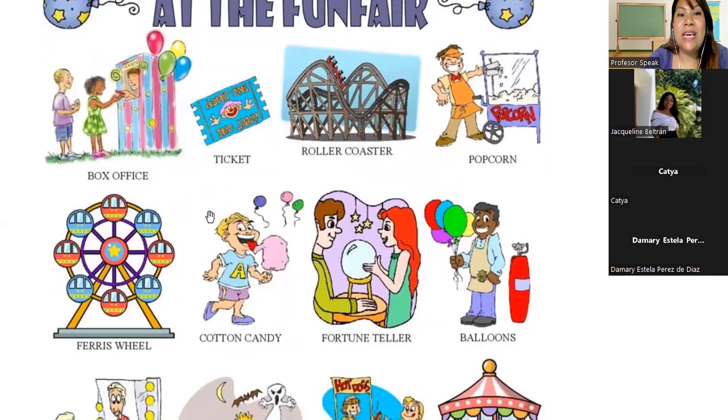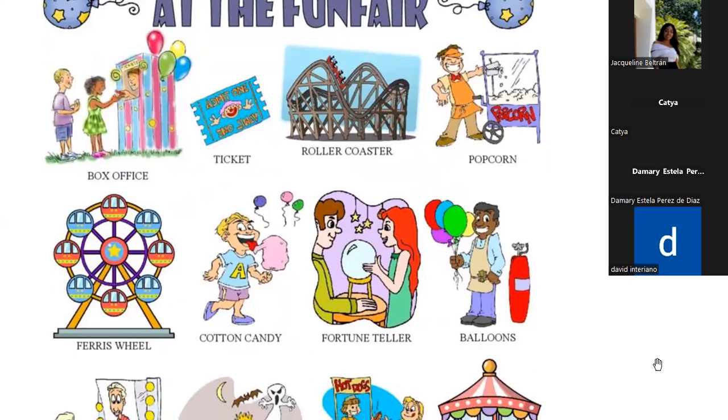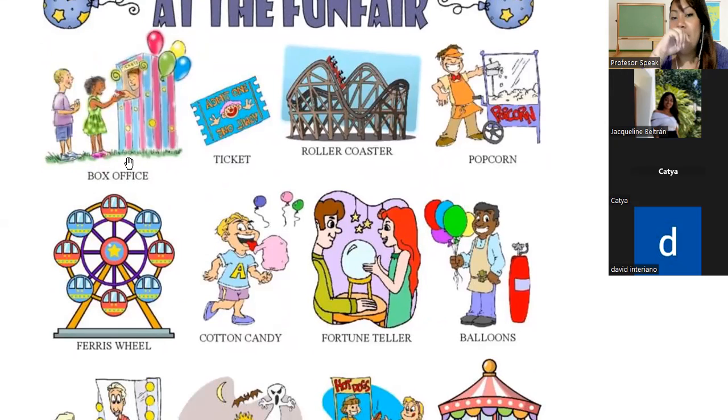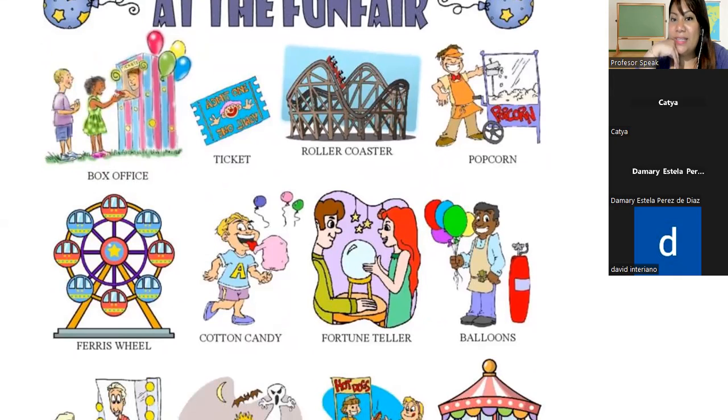We had the box ticket. Everybody repeat, box ticket. Box ticket. Box office, I'm sorry. Box office. Okay, de ahí es cuando donde venden los boletos. Everybody, ticket. Ticket. The roller coaster? Roller coaster. Okay, what is a roller coaster? Montaña rusa. Ah, very good.